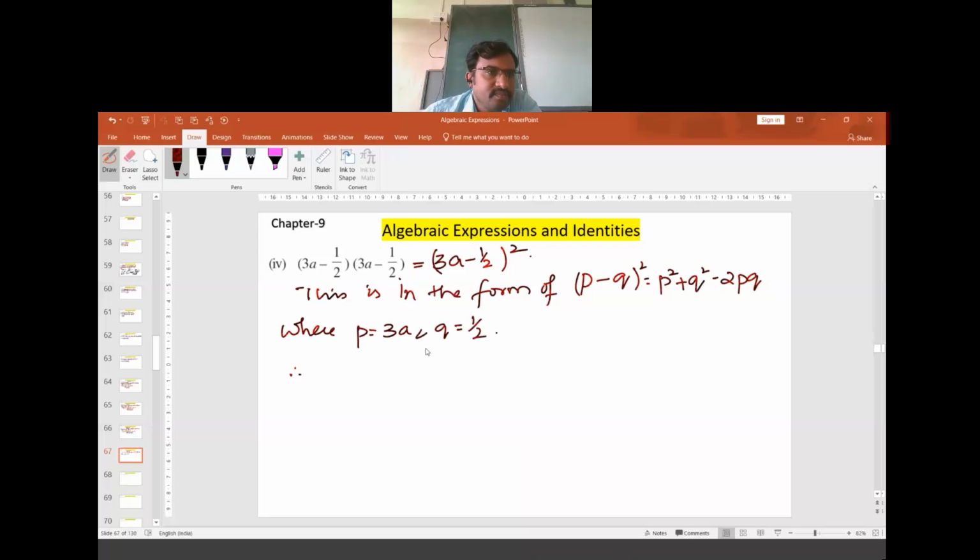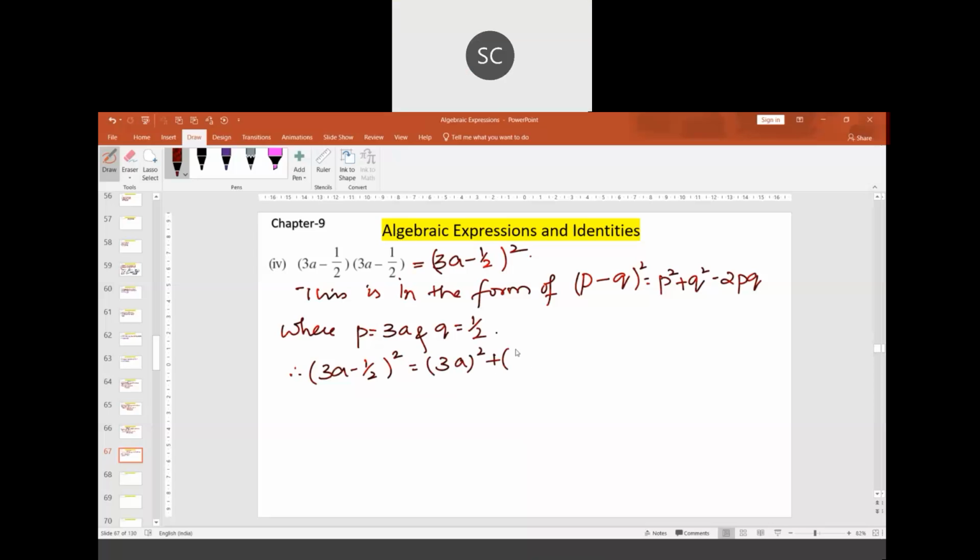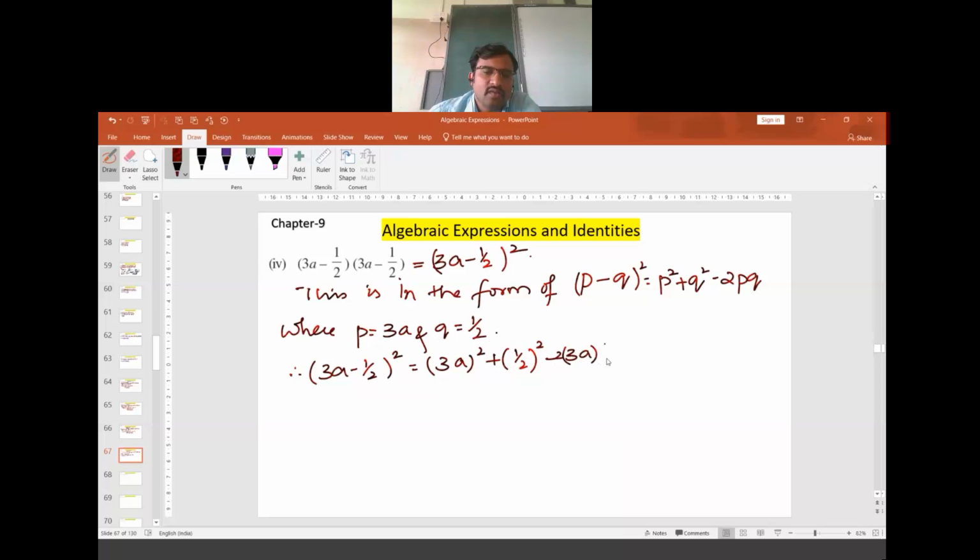Therefore, 3a minus 1 by 2 whole square will be 3a whole square plus 1 by 2 whole square minus 2 times 3a into 1 by 2. This 2 and 2 get cancelled, and the result is 9a square plus 1 by 4 minus 3a.